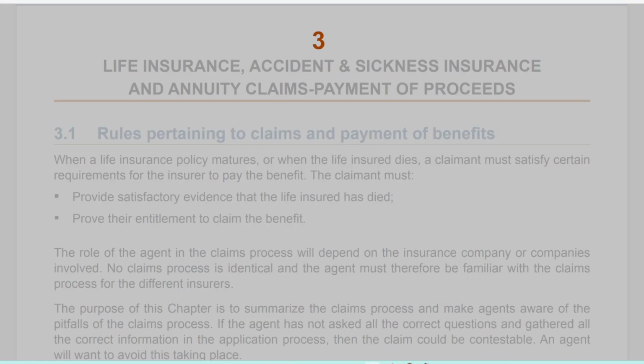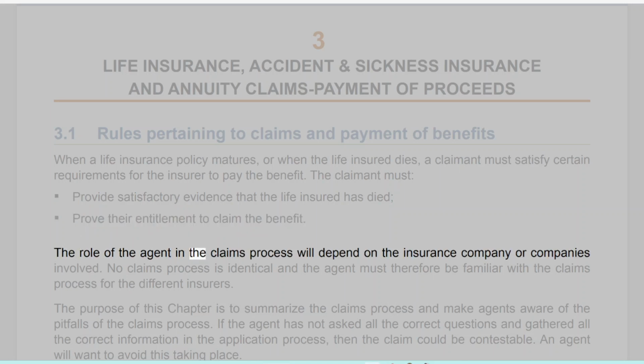3. Life insurance, accident and sickness insurance, and annuity claims payment of proceeds. 3.1 Rules pertaining to claims and payment of benefits. When a life insurance policy matures, or when the life insured dies, a claimant must satisfy certain requirements for the insurer to pay the benefit. The claimant must provide satisfactory evidence that the life insured has died, and prove their entitlement to claim the benefit.